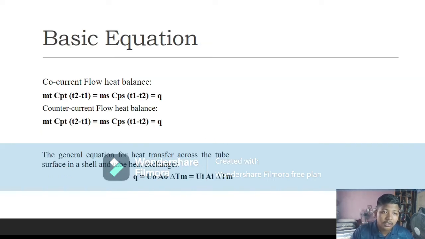So this is the basic equation for co-current flow heat balance, counter current flow heat balance, and the general equation for heat transfer across the tube surface in a shell and tube heat exchanger.